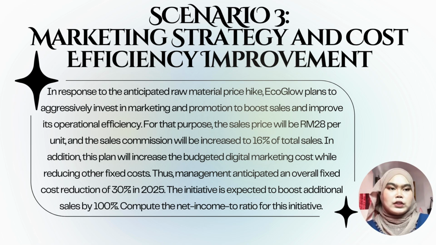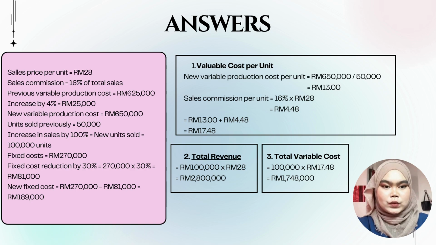So, for scenario 3, we need to compute the net income to sales ratio for this incentive. This is the answer in the pink box. We have an important point based on the question and previous answer. First, we need to find the variable cost per unit. First, we calculate the updated variable cost per unit.